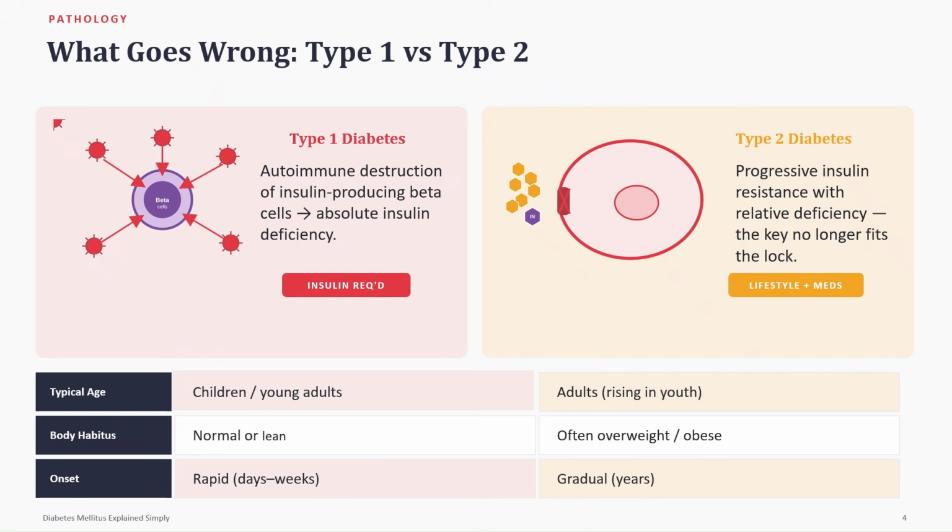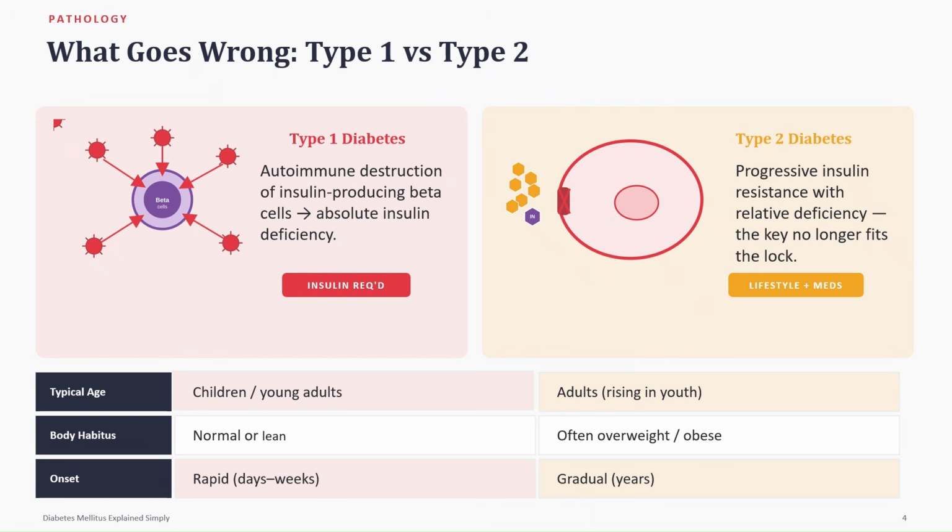So there are two major types of diabetes. Type 1 diabetes happens when the body's immune system attacks and destroys the beta cells in the pancreas. No beta cells means no insulin. No insulin means glucose cannot enter cells. These patients need insulin for survival. Type 1 commonly affects children and young adults and usually develops rapidly.